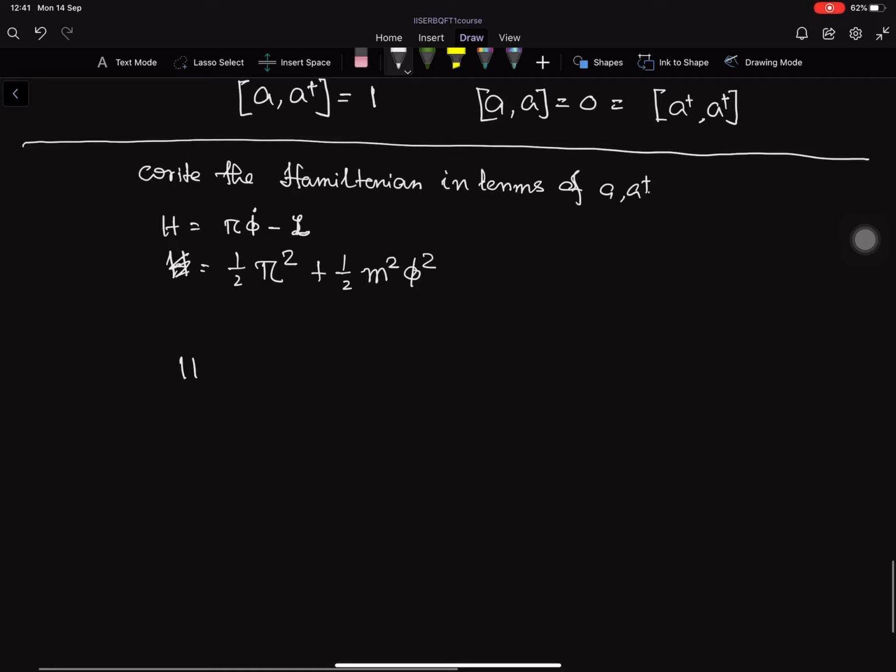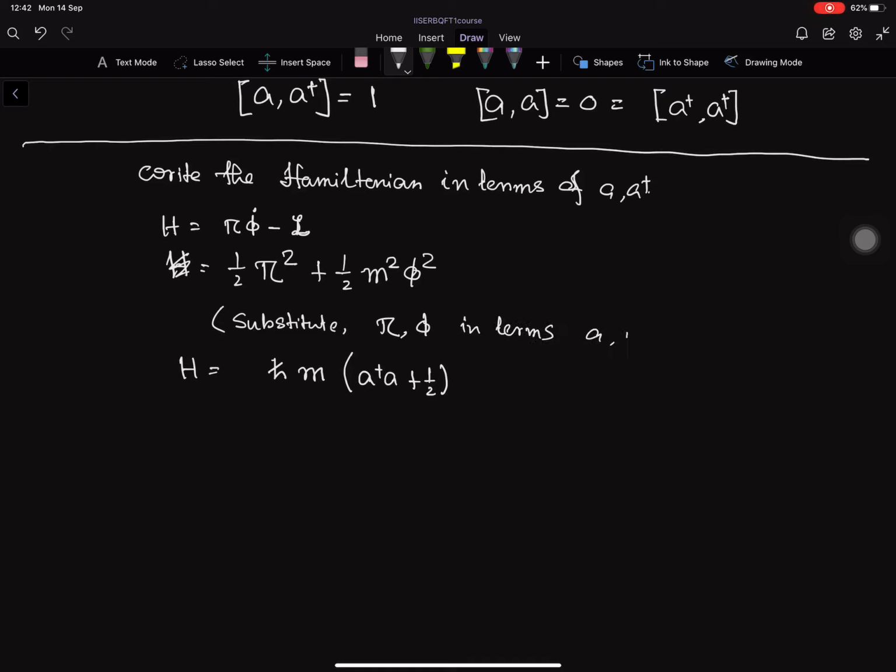And substitute these expressions. The Hamiltonian you will arrive at is simply h bar omega (A dagger A plus half). Okay, so this is just, what did you do? Substitute phi and pi in terms of A and A dagger. Okay, good, very good.